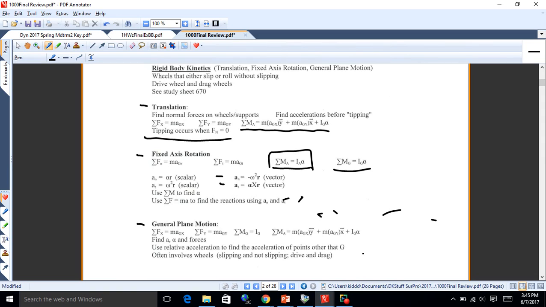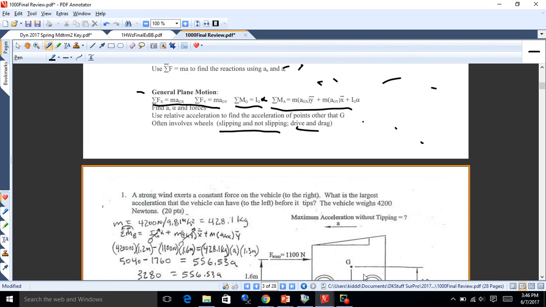And then general plane motion, that one's a little bit more variable. You might go with a combination of sum of F equals ma and sum of moments about G equals I_G alpha. It looks like I forgot an alpha in there, I_G alpha. Or you can do this moments about point A equation, that inertial moments equation. You might need to use relative acceleration to find the acceleration of points other than G. With wheels, you might look at slipping and not slipping, drag and drive wheels, and find accelerations of a wheel. So those are the topics since midterm 2 that could be on here.